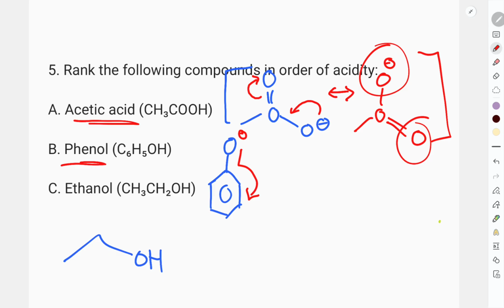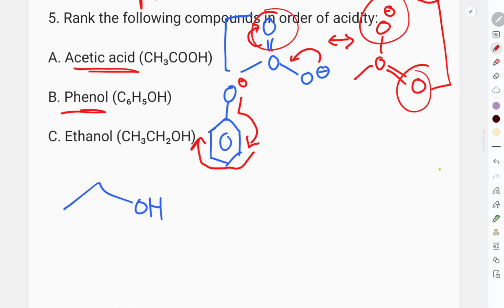So the answer would be acetic acid, and it's because it's distributing the charge over oxygen atoms. And oxygen is more electronegative than carbon. In phenol, we're dealing with only carbons in this ring. So it's going to be less stable than oxygen atoms doing this resonance, making acetic acid more acidic. So that will be A is greater than B.